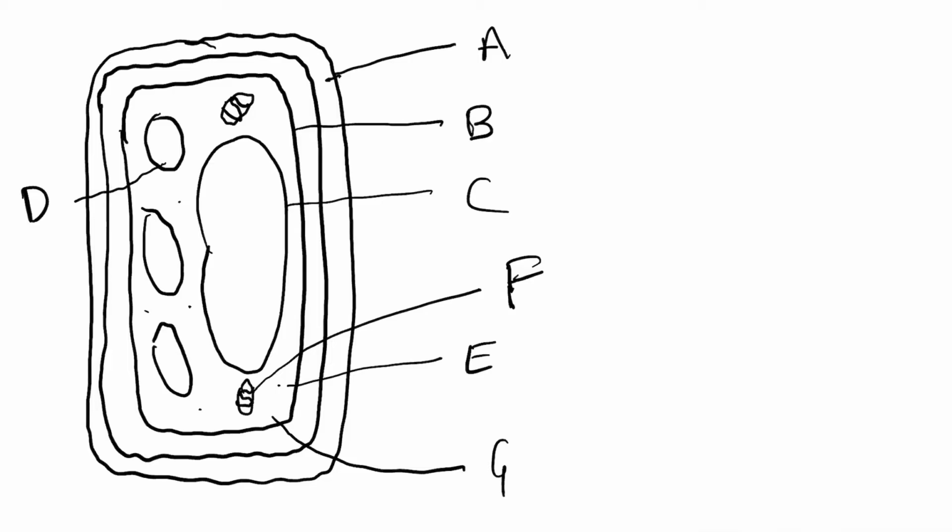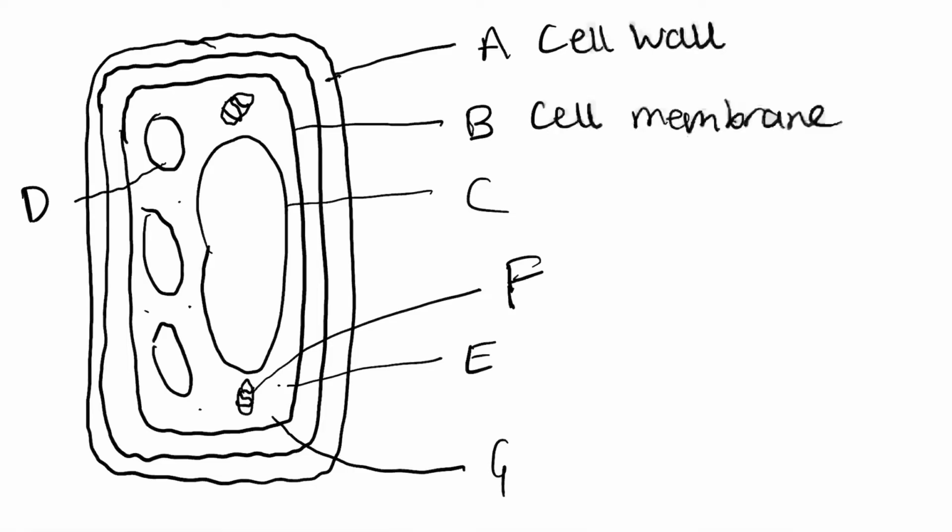Okay, so hopefully what you should have got is A was the cell wall, and that provides structure and support for the cell. B, the cell membrane, and that controls what can enter and leave the cell. C was the vacuole, and it contains cell sap to keep the cell rigid. D, you should have got the nucleus, which contains genetic material and controls the cell.